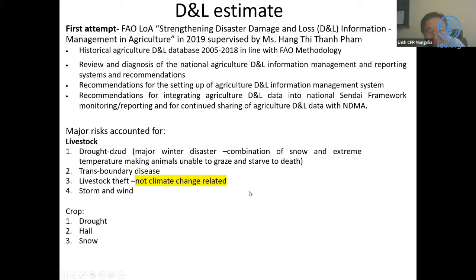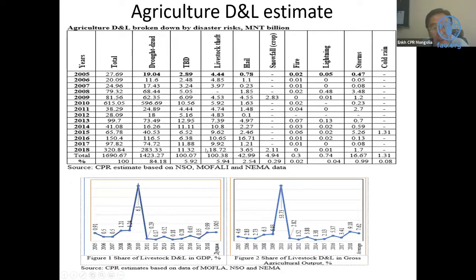Of course, livestock theft is not very much climate change related, but it's again one of the biggest risks or losses herders actually suffer, so it is also included in our estimates. Storm and wind, this is the last one. And for crops, we also estimated drought, hail, and snow. So this is just a general summary table of what kind of natural disasters were estimated and how much is the total damage and loss.